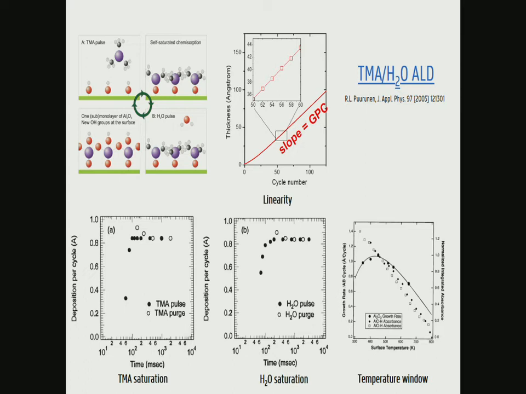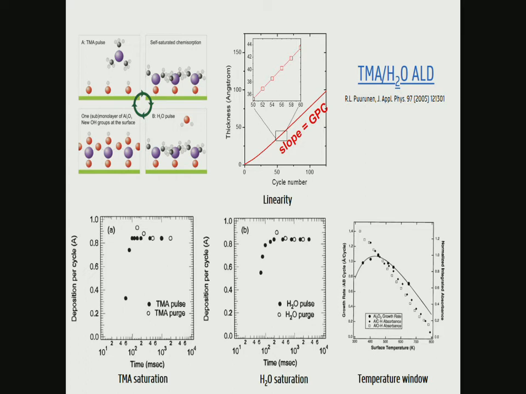And then you do these experiments in principle at different substrate temperatures, and in this way you can get your saturated GPC as a function of temperature. So it's basically doing a hell of a lot of these depositions. All of these curves will hopefully look linear.